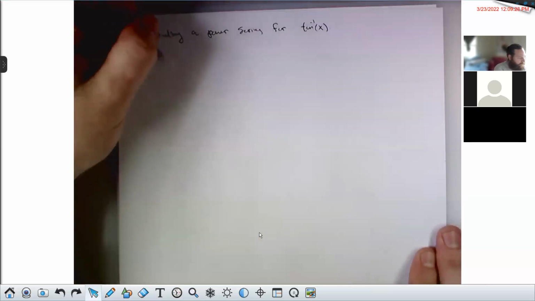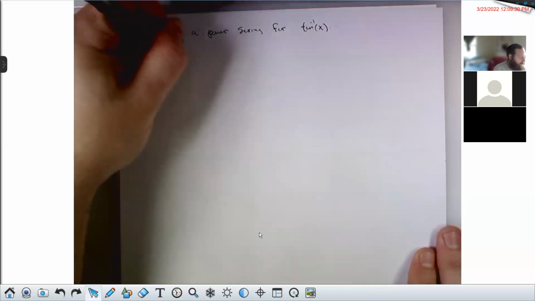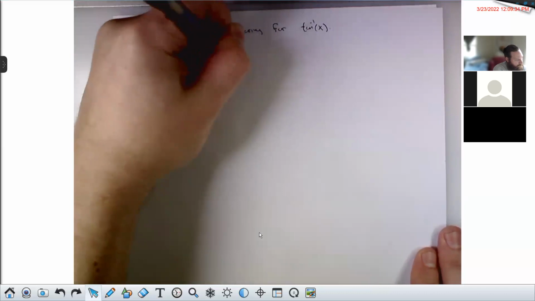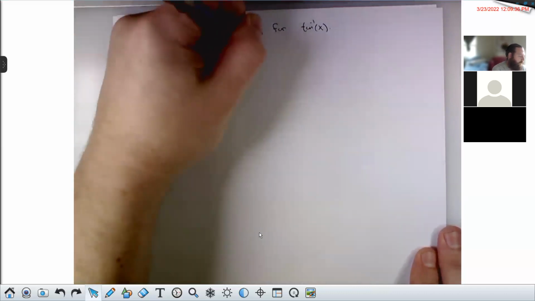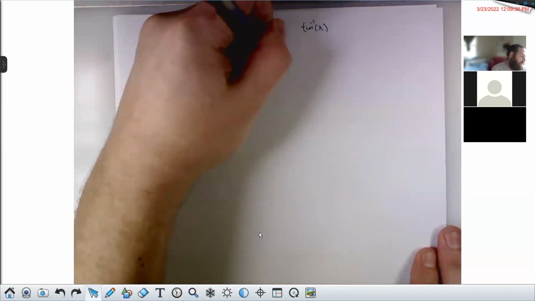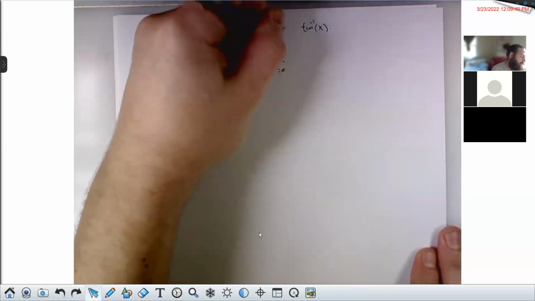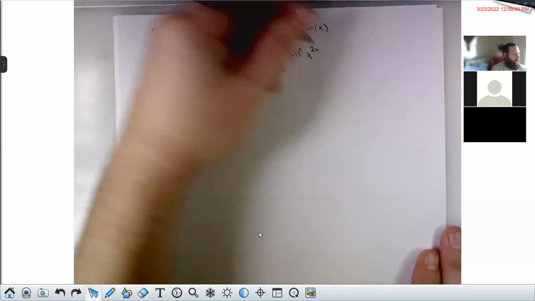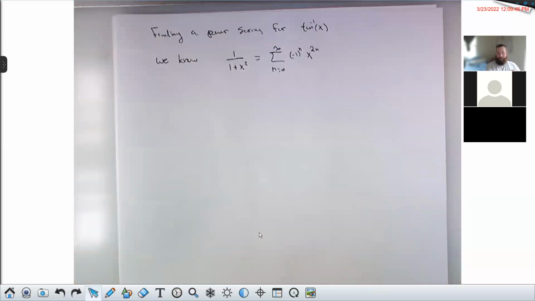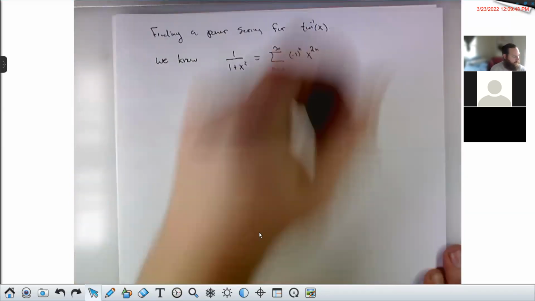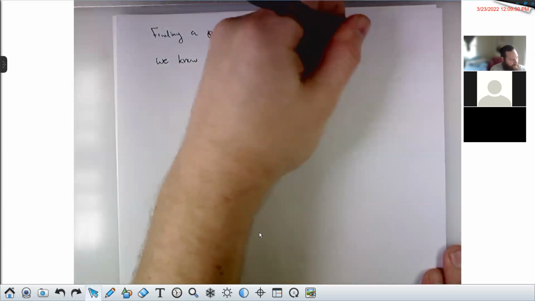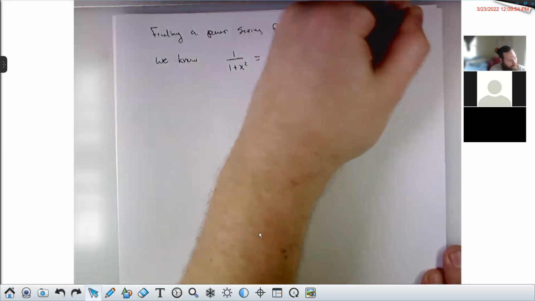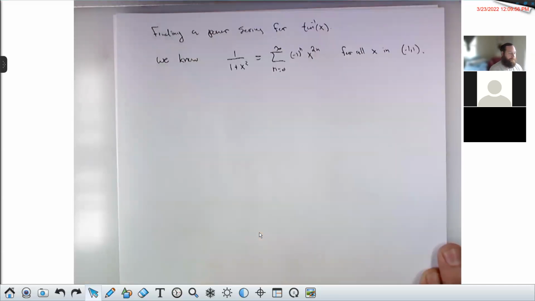We begin with this, right? We know that 1 over 1 plus x squared can be written as a power series, sigma n from 0 to infinity, -1 to the n, x to the 2n. We did that earlier. This is for all x in the open interval -1 to 1.